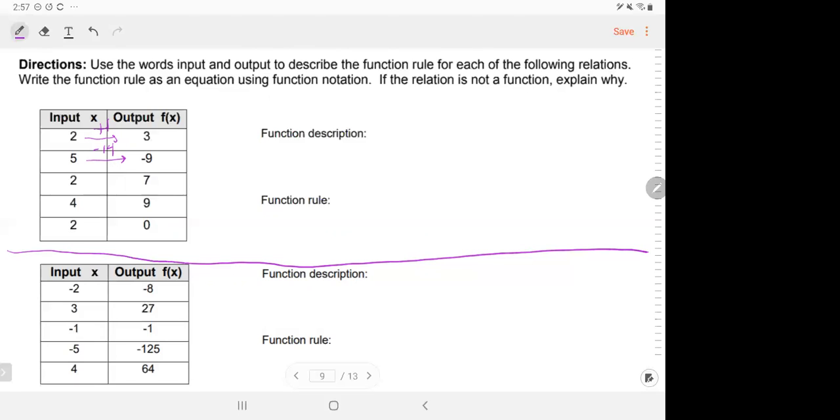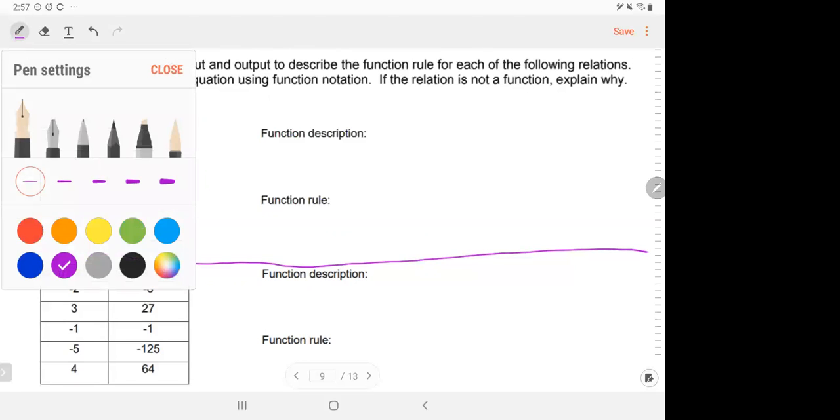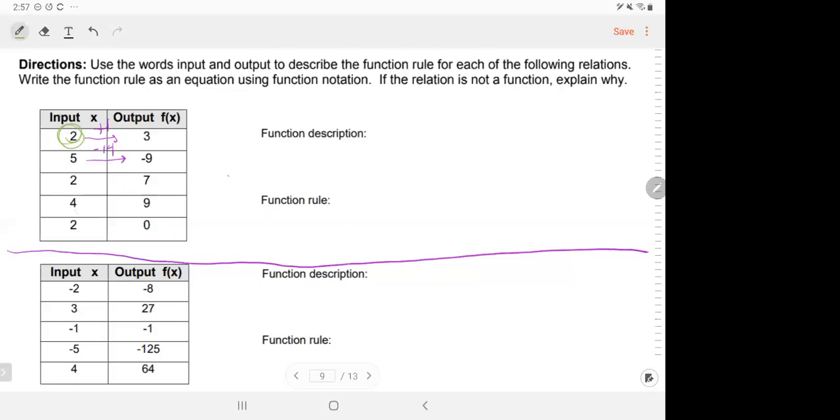Before I even started this, though, I should notice that I have an input value of 2 here and an input value of 2 here. If I input 2, I could get 2 different output values. So right away I should know this is not a function, because the input of 2 gives more than one output.